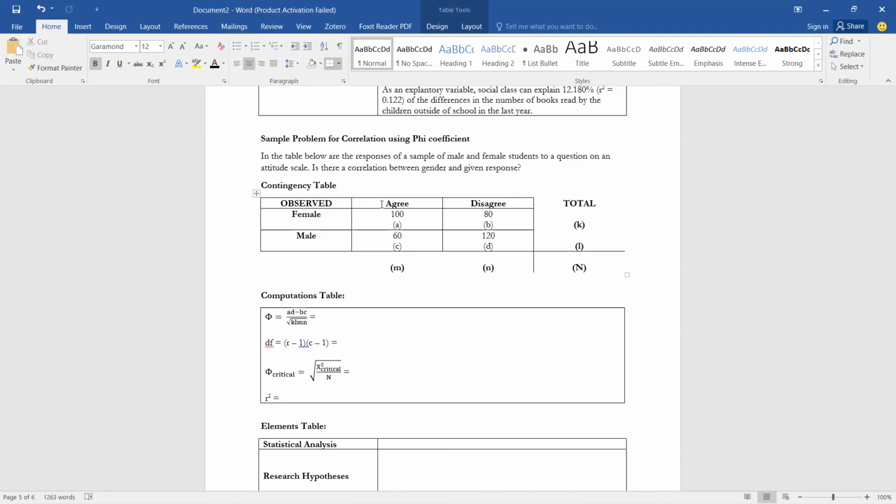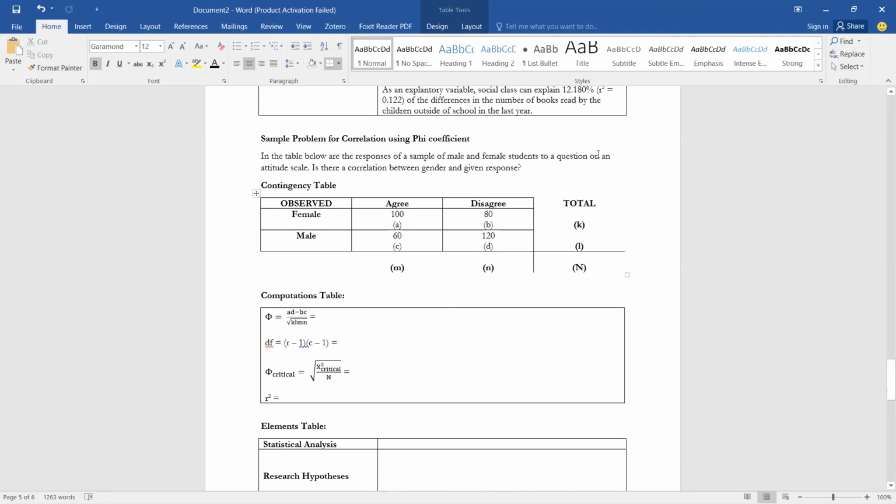No? This is clearly a frequency count. No? 2 by 2 pa siya. So there are 100 females who agreed to the question, or their answer is agree to the question, and there are 80 who disagree. Meron namang males, 60 who agreed and 120 males who disagree to that question on the attitude scale.